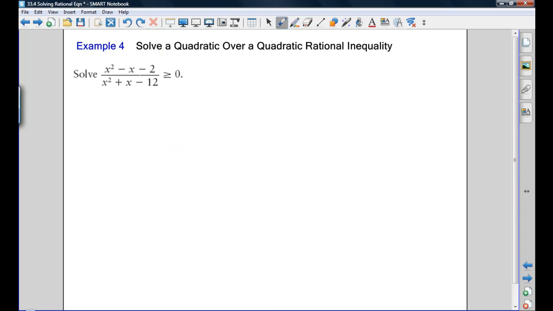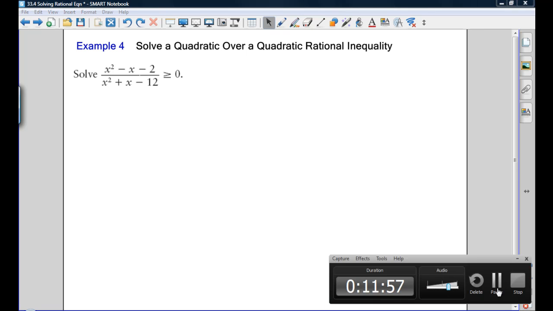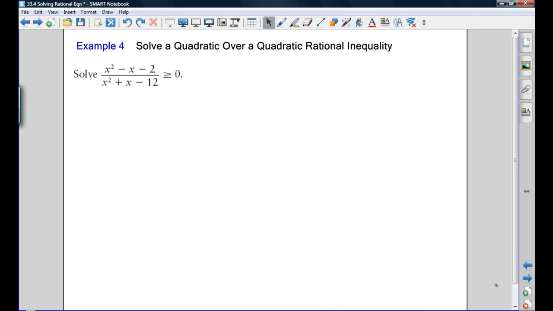The last question we're going to take a look at looks like a very difficult question, but in fact it's not. What we're going to do is solve this quadratic over a quadratic using a similar type of method. Okay, the last example we're going to take a look at, example 4, we're going to approach in similar ways, but we're going to introduce something called the interval method of solving. And it's called the interval method, as you'll see in a few minutes.